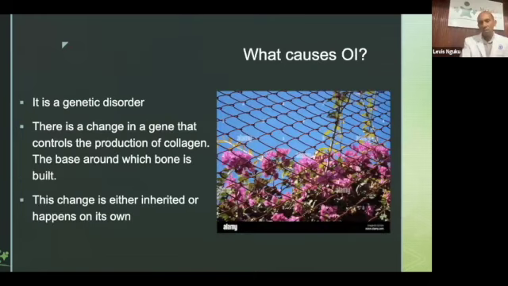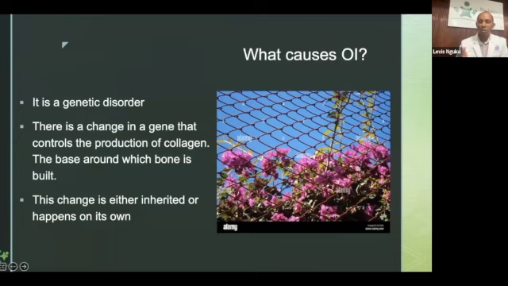To understand a bit more about what causes it, it's a genetic disorder. Genetic meaning that it is not somebody doing wrong that it appeared. It is not a bug, it's not bacteria. It is not an injury. Genetic. And usually what happens is a change in one of the genes that control production of a protein that is called collagen. Protein is the one that builds a base around which bone is built.